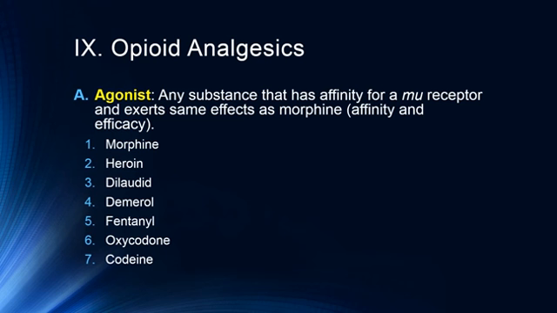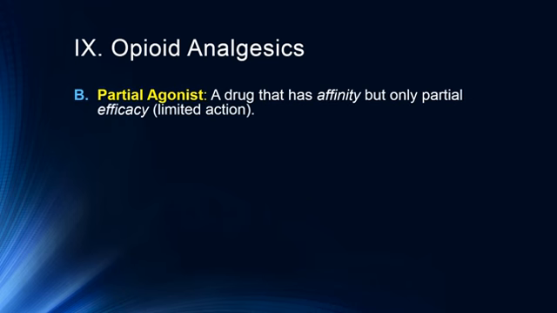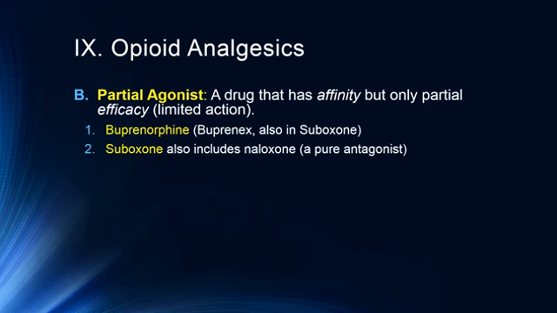These, of course, also have the highest ability to relieve pain. These are pretty powerful pain relievers. Partial agonists are drugs that have an affinity but only partial efficacy. That is, they will bind to the mu receptor, but they don't provide the same kind of analgesic action. The primary one of these is buprenorphine, which is also known as Buprenex, which is included in a drug called Suboxone. Suboxone is a drug that is currently being used to treat opioid addiction.